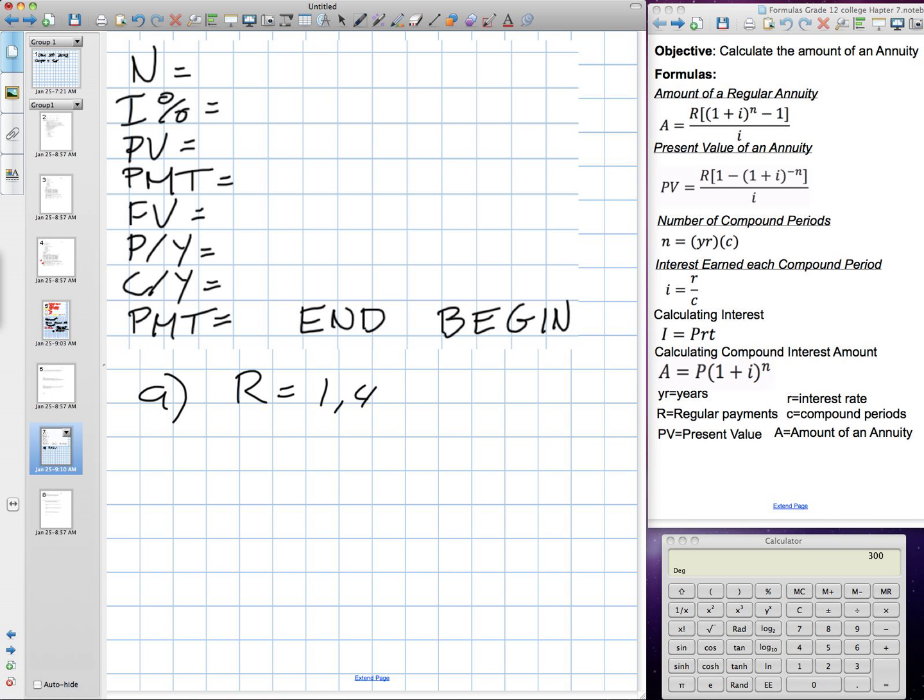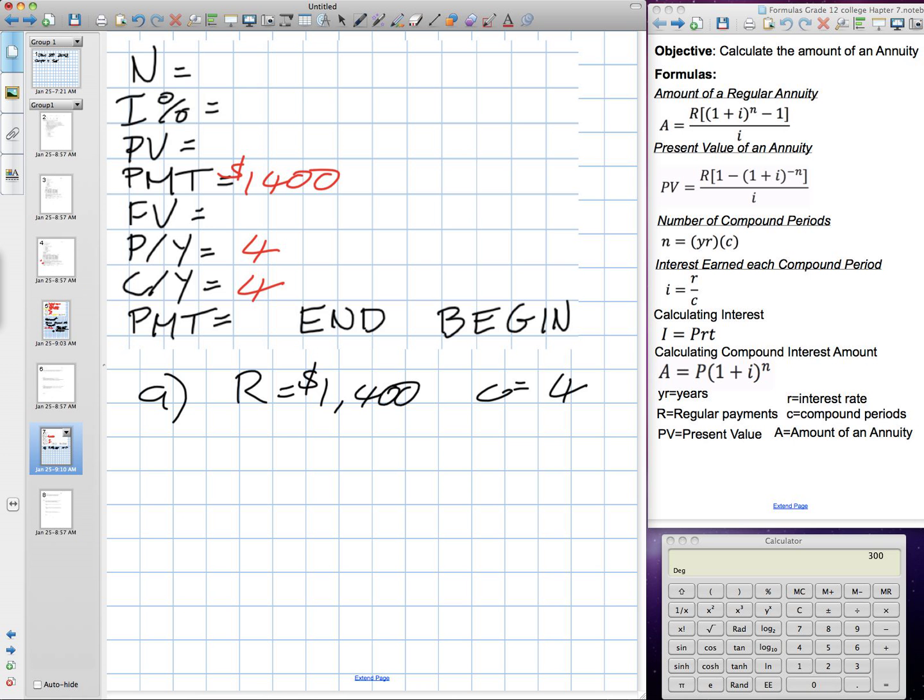Okay, so number 9. Let's talk about what's going on here. First of all, they're making regular payments every quarter of $1,400. On our calculator, the TVM solver, the regular payments are $1,400. On our TVM solver, PMT stands for our regular payments, whether they're monthly, quarterly, daily. So that means for PMT, we're going to put in $1,400. Okay? It says that these payments are being made quarterly. So the compounding period, how many times a year is quarterly? 4. Good. So our compounding period is 4. So CY is the number 4.